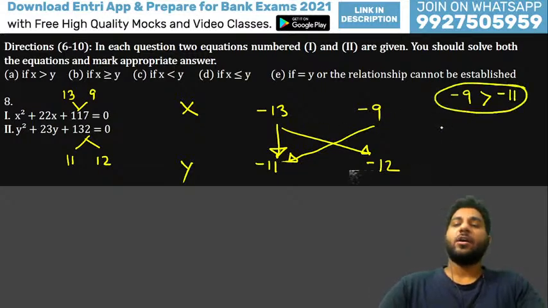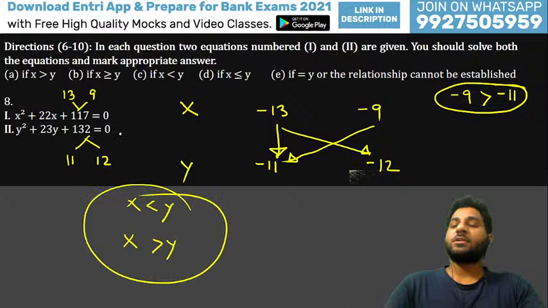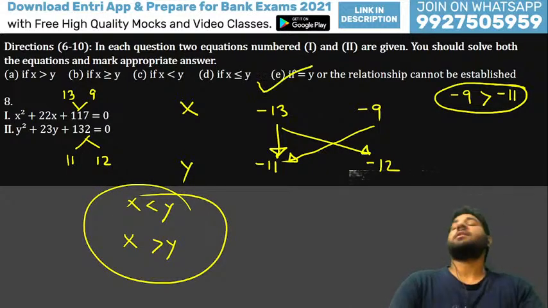So here all the data suggested, the first two comparisons suggested that x is less than y, while the next suggested x is greater. That means both comparisons cannot hold. That means option E is the correct one.